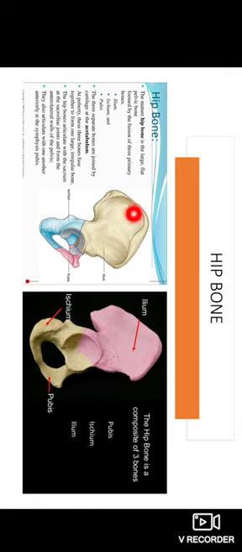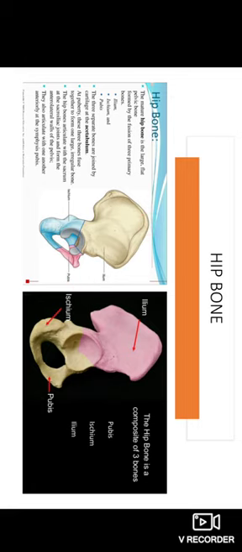Out of which the largest part is the ilium. Ilium has an upper border called iliac crest. This is the iliac crest. The iliac crest consists of an outer lip, an intermediate area, and an inner lip. Outer lip is this, intermediate area is this, and this is the inner lip.